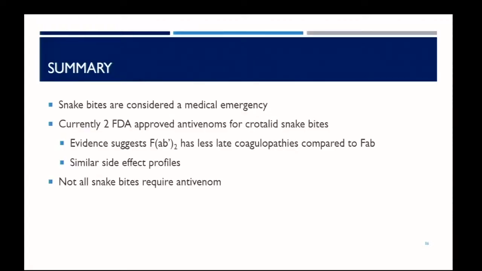And then in summary, snake bites are considered a medical emergency, so it is important to promptly evaluate and treat these patients. Currently, there are 2 FDA-approved anti-venoms for Crotalid snake bites, so Fab and Fab2. The evidence suggests Fab2 has less late coagulopathies compared to Fab, which is actually a pretty common complication when using Fab. And both products have similar side effect profiles. And lastly, not all snake bites require anti-venom.